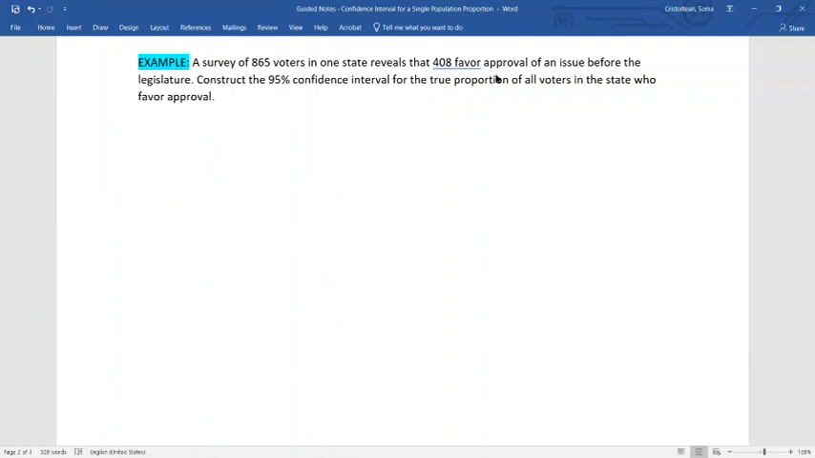So the given information is we have n = 865 and x, which will be the number of successes in this case, which is 408. And the confidence level is 0.95. The question is, what is the confidence interval for p? Make sure you know that you are trying to find the confidence interval for proportion this time. And it's important that p is the true population proportion, which is a parameter.